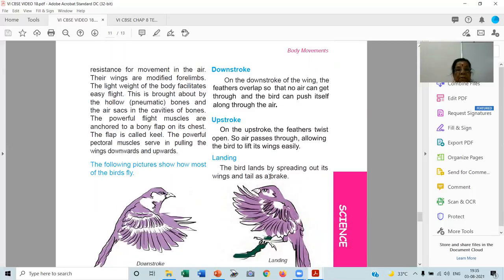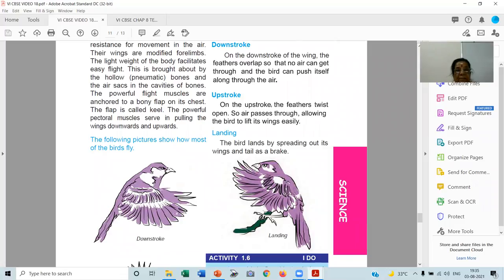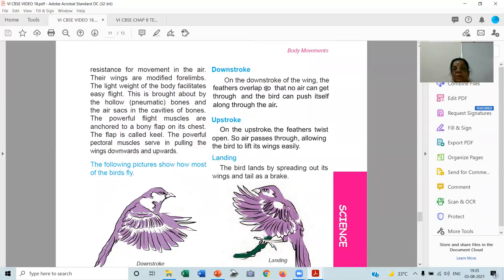Now the following pictures show how most birds fly. This is the downstroke, where the wings are down. On the downstroke of the wing, the feathers overlap so that no air can get through, and the bird can push itself along through the air. That is called downstroke, right?